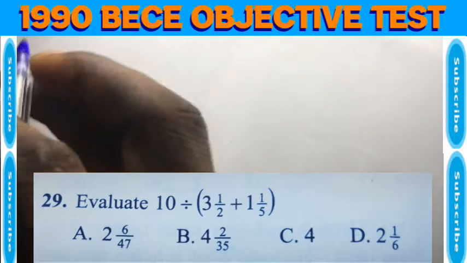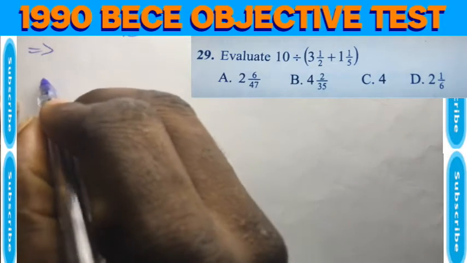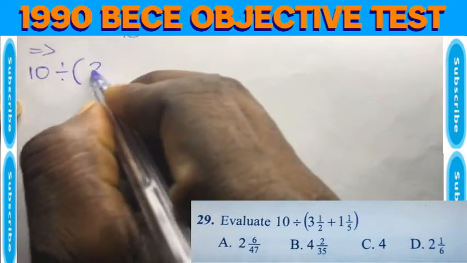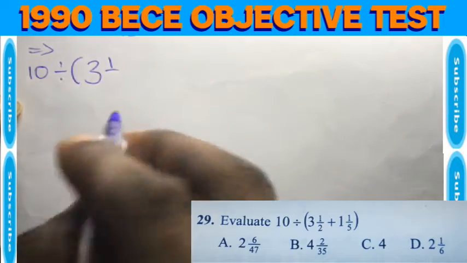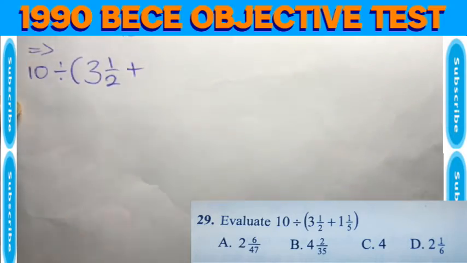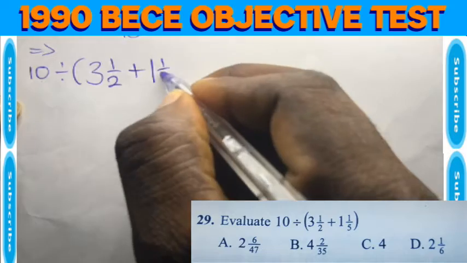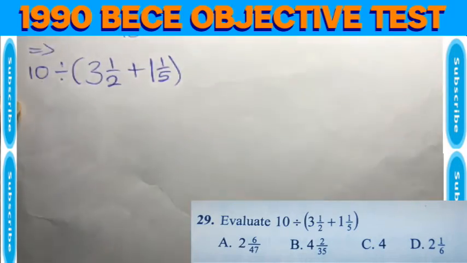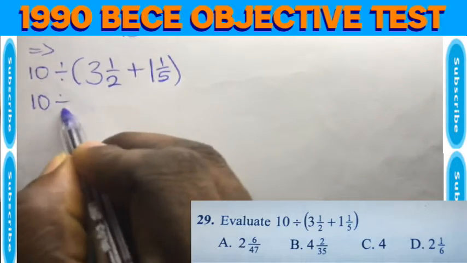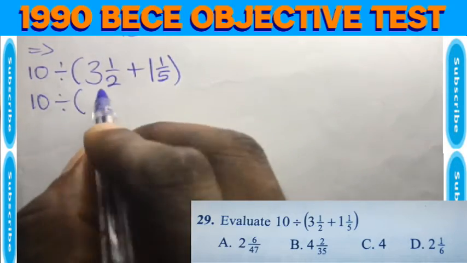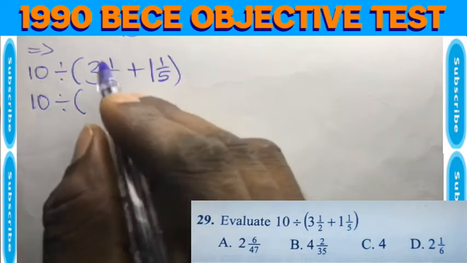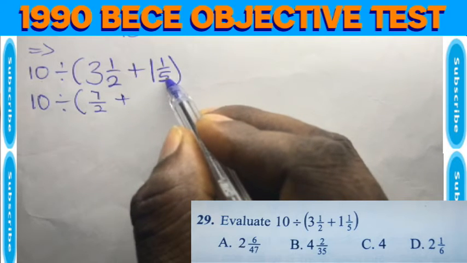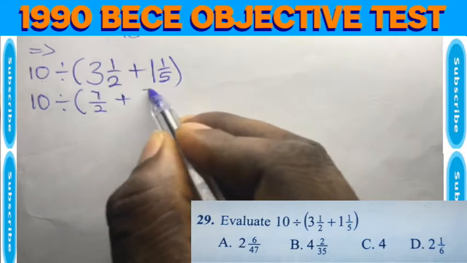So I'm writing the question down. We have it to be 10 divided by, in brackets, 3 whole number 1 out of 2 plus 1 whole number 1 out of 5. So we use BODMAS. We solve the one in the bracket first. So we write 10 divided by, change all the mixed fractions to improper fractions. 3 multiplies 2, 6 plus 1, 7 out of 2. Then plus 1 multiplies 5, we have 5. 5 plus 1 is 6, 6 out of 5.